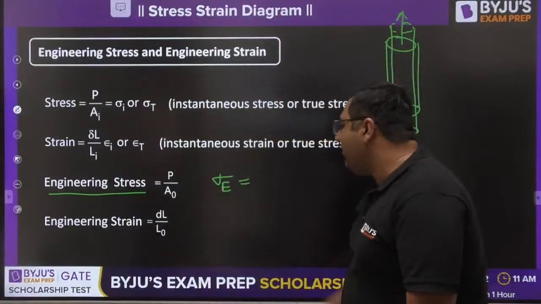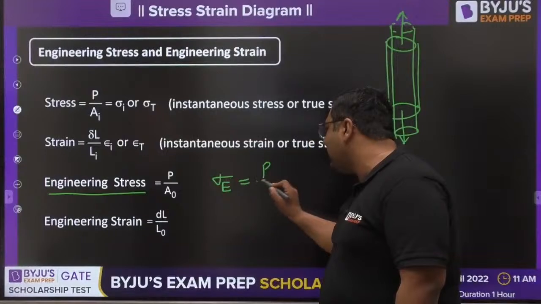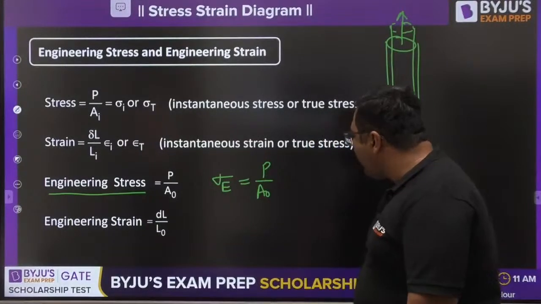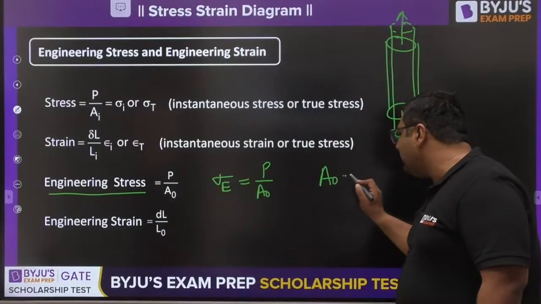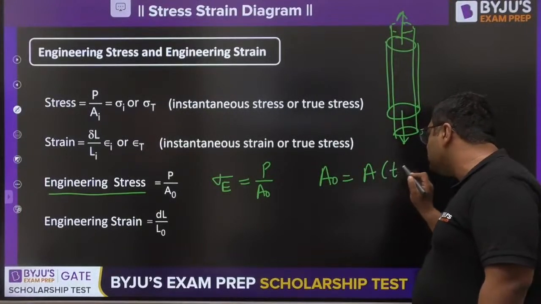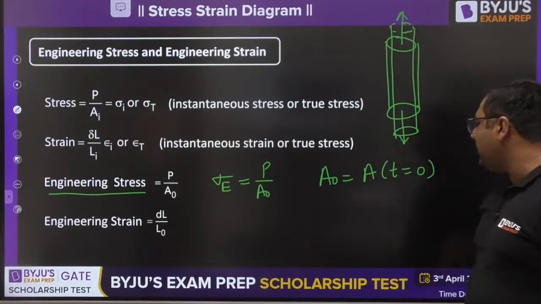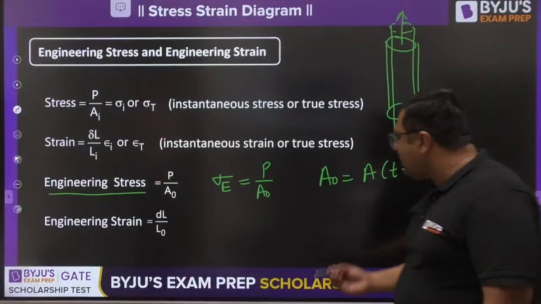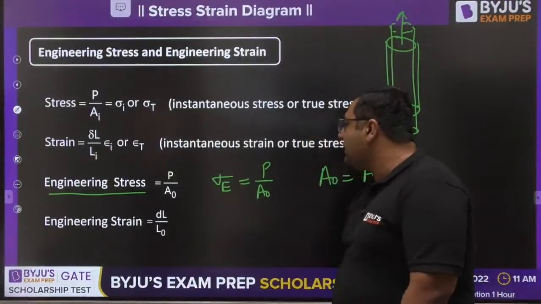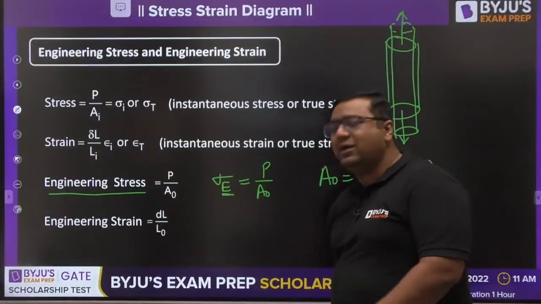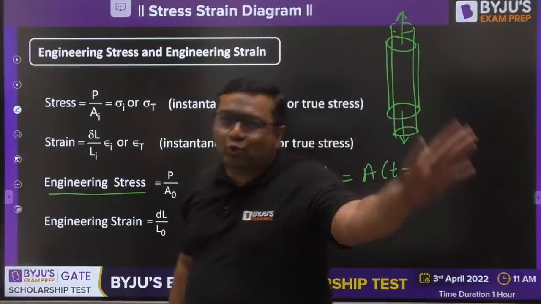So my dear, that's why we have defined something known as load per original area. Original area is nothing but area at time equals 0. In this experiment, area is time dependent, but we are considering load per original area. That's why the name engineering is mentioned. You can say it is not the true stress.